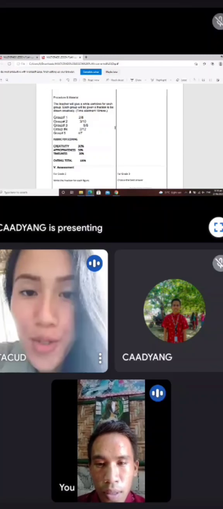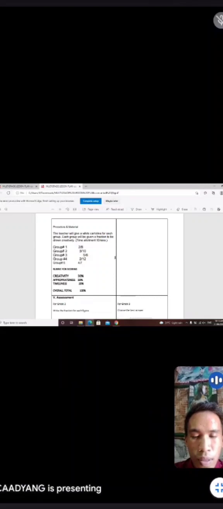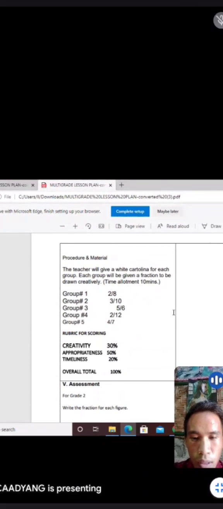So the rubric for scoring: creativity 30%, appropriateness 50%, timeliness 20%, and the overall total is 100%.